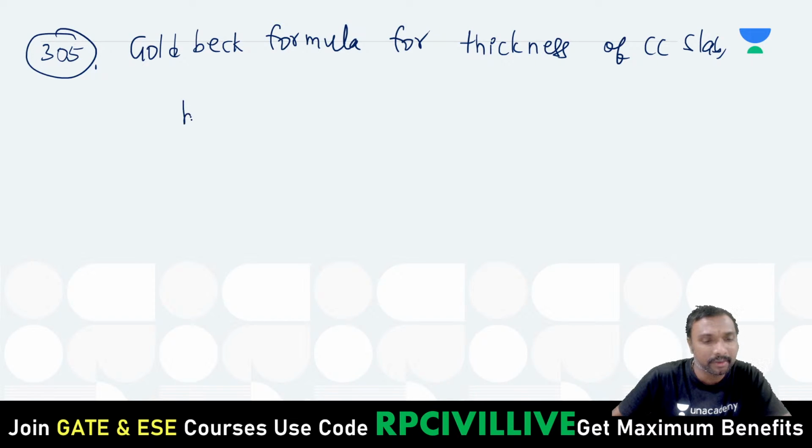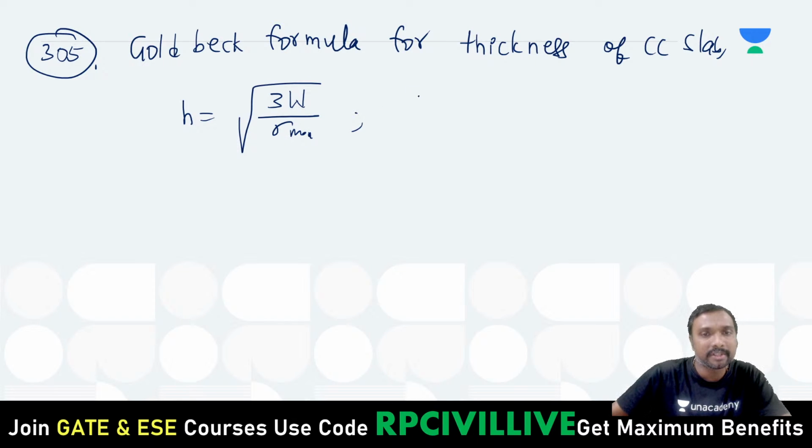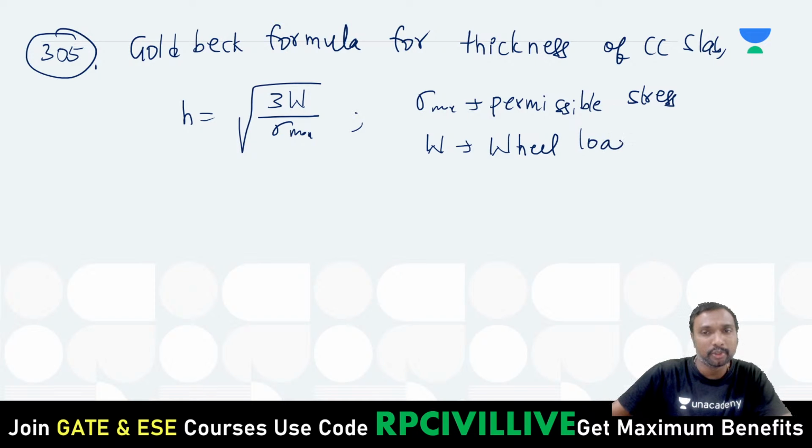H is equal to the square root of 3 times W divided by sigma max. This sigma max is your permissible stress in concrete, and W is your wheel load. So this is how the Goldbeck formula will be used for calculating the thickness in the first trial. Is it clear?